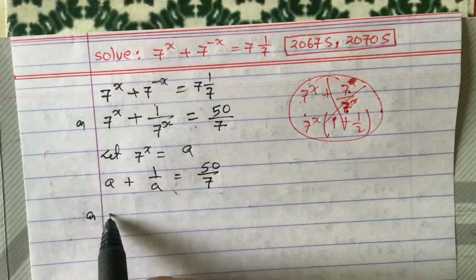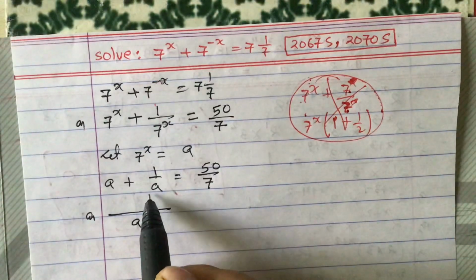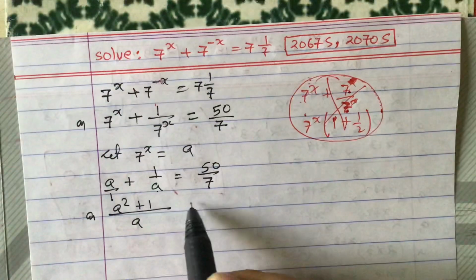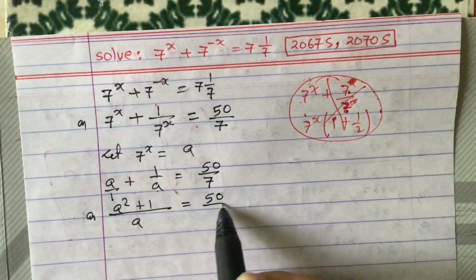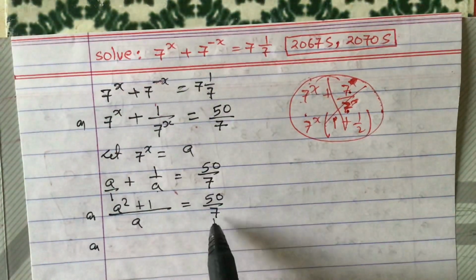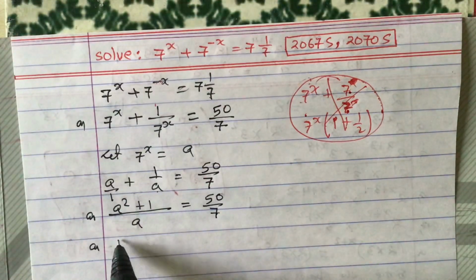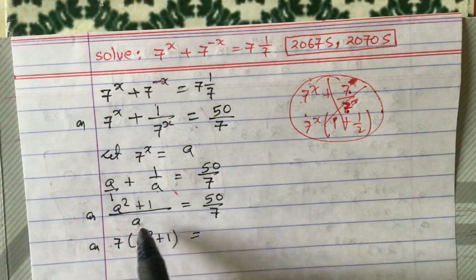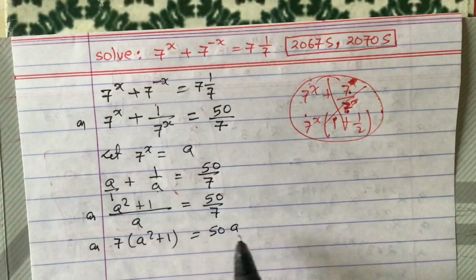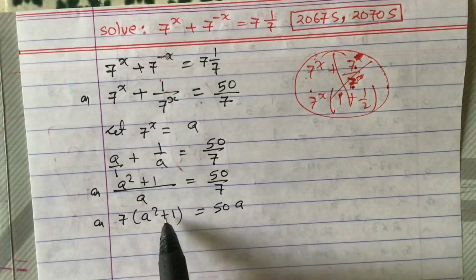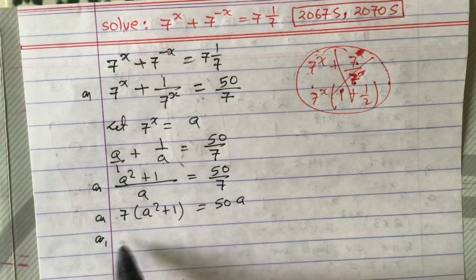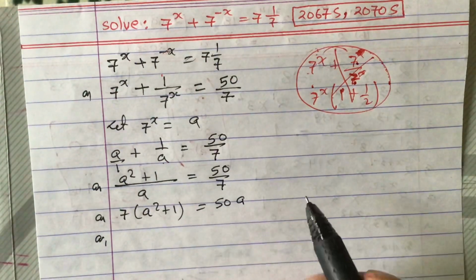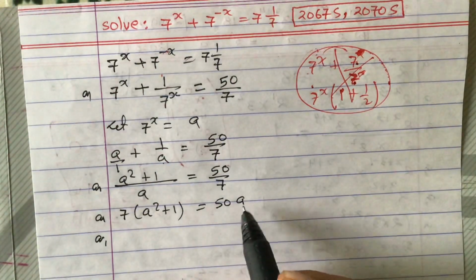Or you can just take the LCM over here, a. So here is 1, so a will multiply here, and you will get a square plus 1 is equal to 50 divided by 7. Now cross multiply: 7 times a square plus 1 is equal to 50 times a. Now you can shift this also to the left side so that we can make the right side 0. To solve a quadratic equation, we always have to make the right side 0. Then only we can solve this one.